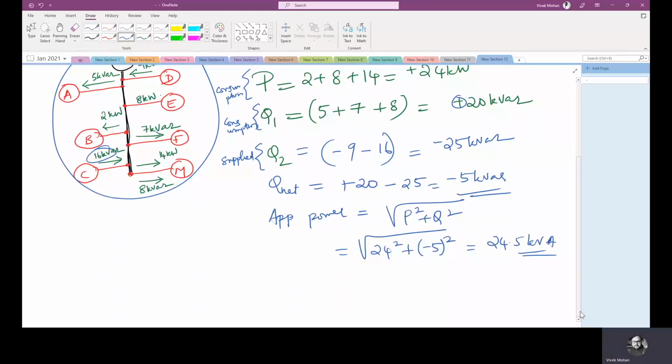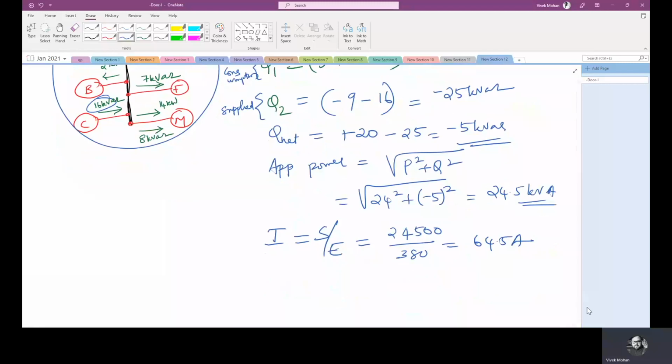Because the 380 volt source supplies the apparent power, we can find the line current by taking current equals apparent power supplied by the source divided by the voltage of the source. What is S here? 24.5 kVA, which is 24,500 volt amps, divided by 380, which is equal to 64.5 amps. Now what about the power factor?